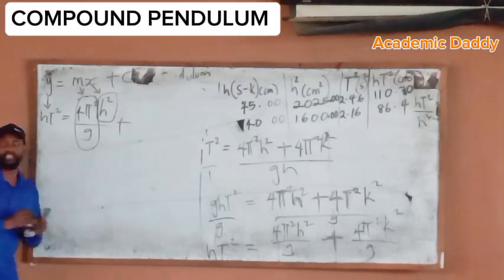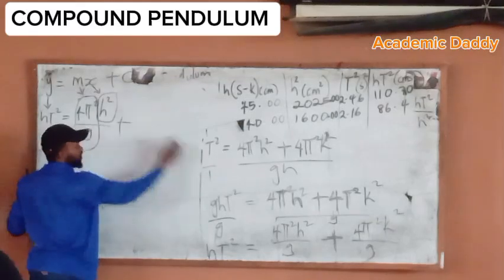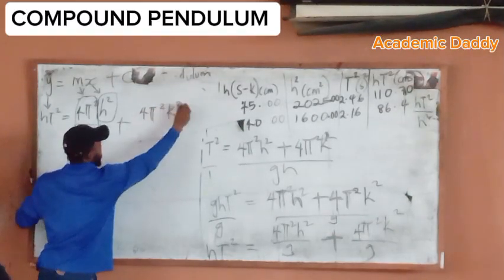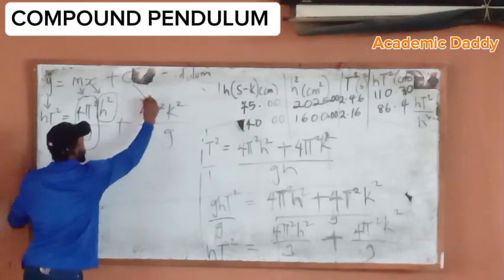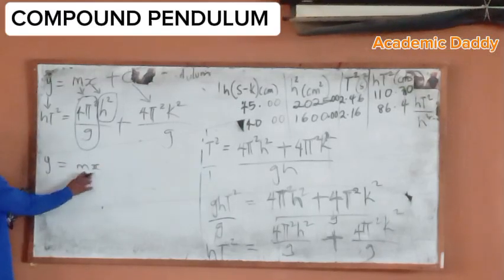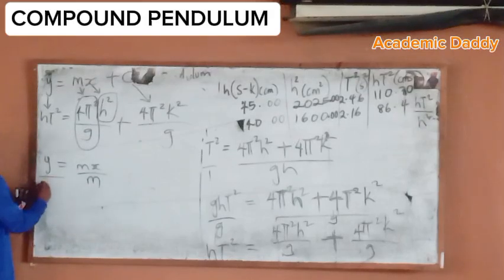Now, it's always important, once you see a graph, before you do this, try to compare it with the straight-line equation. Everything on the other side becomes your intercept, 4 pi squared k over g. This becomes your c. Since I've been able to prove it this way, I can start to represent this as y equals mx. To make x the subject, I divide both sides by m.